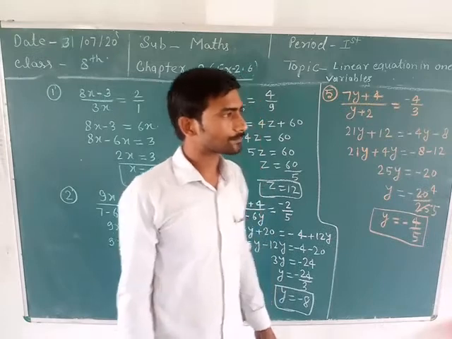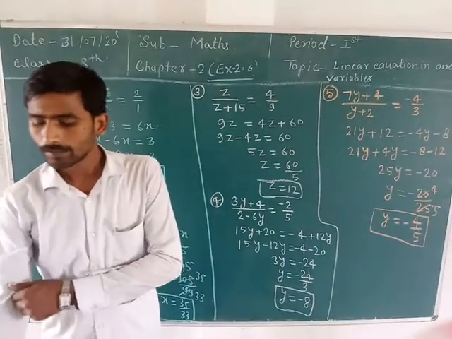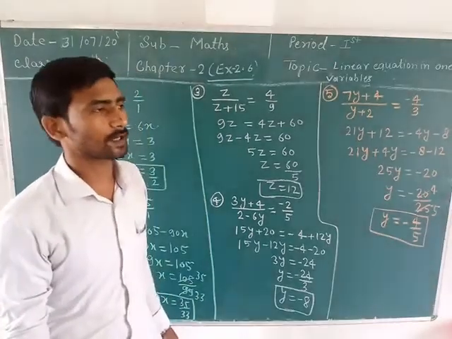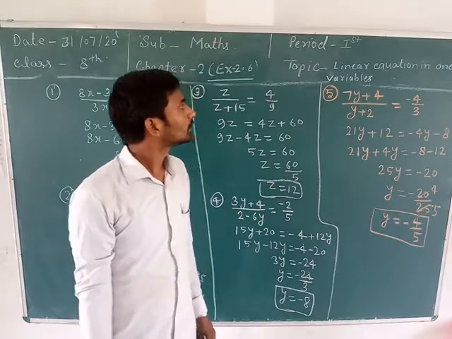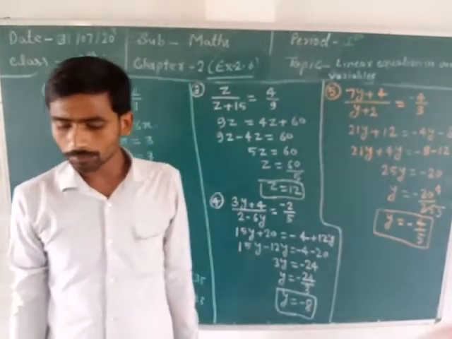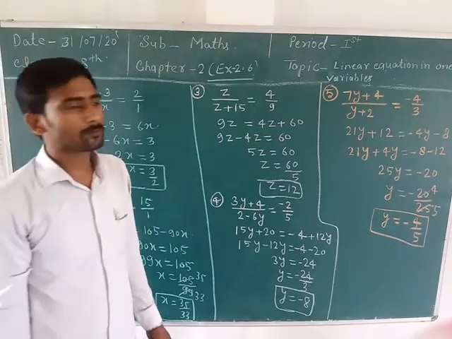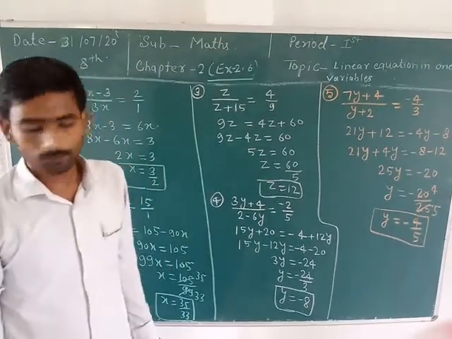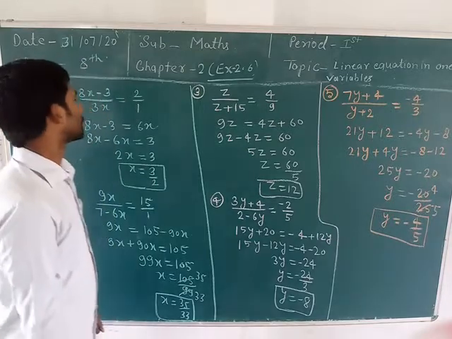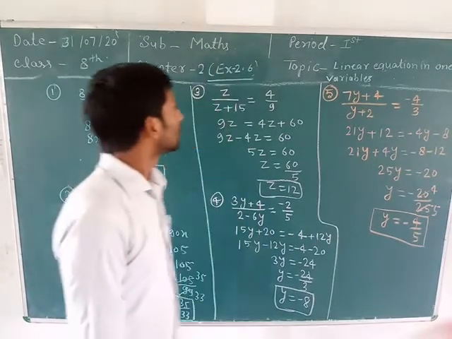In the previous lecture, you have studied exercise 2.5, in which we solved equations and found the values of variables x, y, z. And today's topic is equations reducible to the linear form. Means we have equations given in fraction form and we have to reduce these equations to linear form and find the values of the variables.